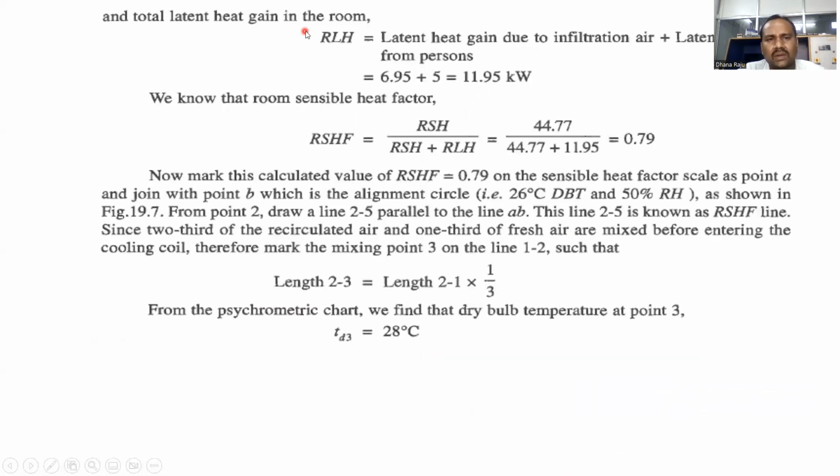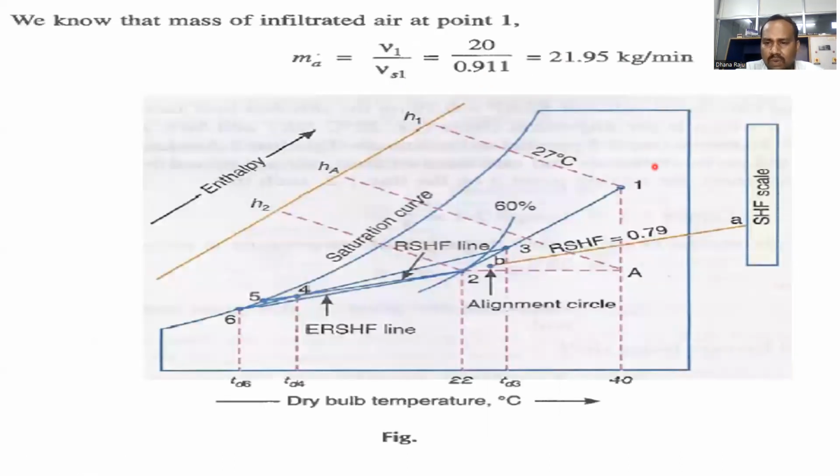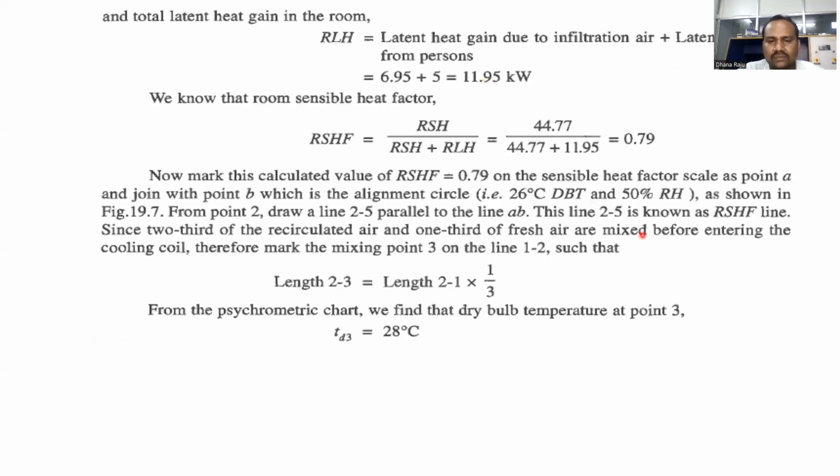Similarly, you need to calculate room latent heat load. So room latent heat load is given as due to infiltration and due to persons. So 6.95 plus 5, it is 11.95. Therefore, room sensible heat factor is given as room sensible heat by room total heat. If you simplify, it is 0.79. That is already shown in the psychrometric chart. This is 0.79. This is the way you need to calculate room sensible heat factor.